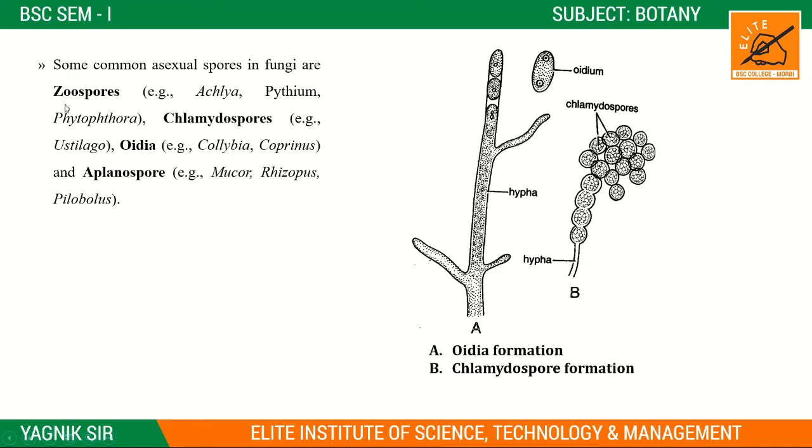There are Echinacea, Pythium and Phytophthora, so zoospores are produced from these, understood? In Ustilago, chlamydospores are produced. In Mucor, Rhizopus and Pilobolus, aplanospores are produced. And all these spores are produced in favorable conditions, right?